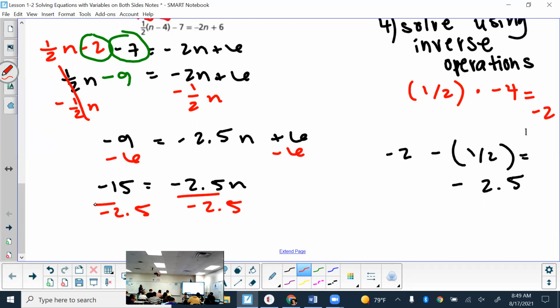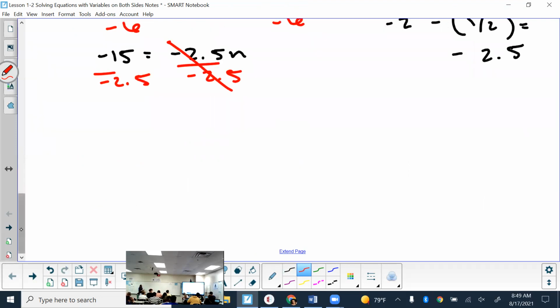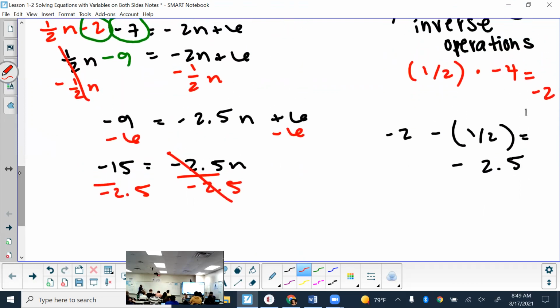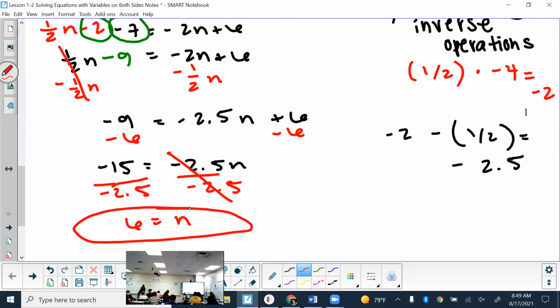And then on the left side, enter that in your calculator. What do we get on the left side? +6? Okay, good. Because a negative divided by negative is a positive. So my answer is n equals 6. All right, questions there?